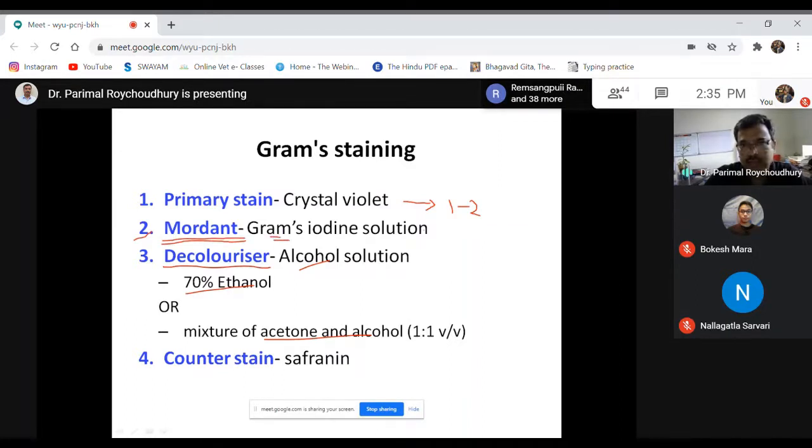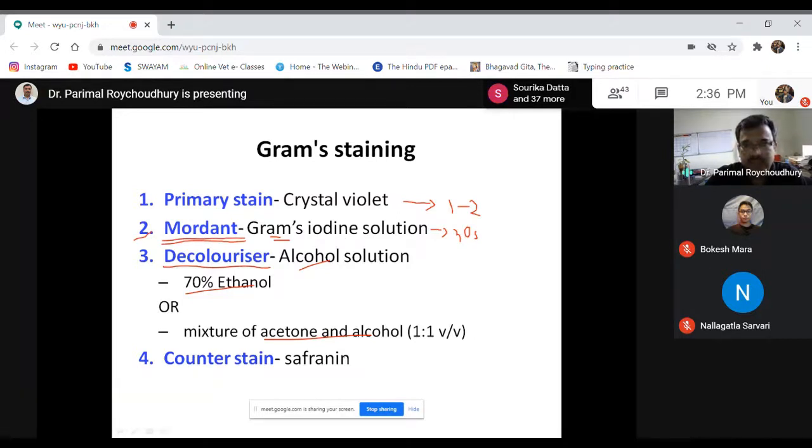This Gram's iodine solution we apply hardly for 30 seconds. Half a minute is sufficient. Within these 30 seconds, the primary stain gets precipitated inside the bacterial structures, and that helps in fixation. After that, we use the decolorizer.